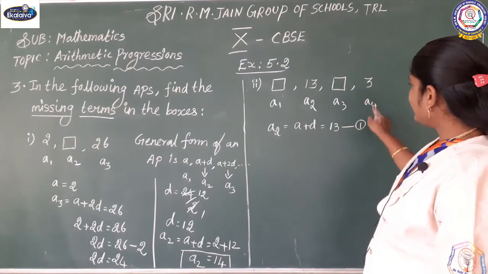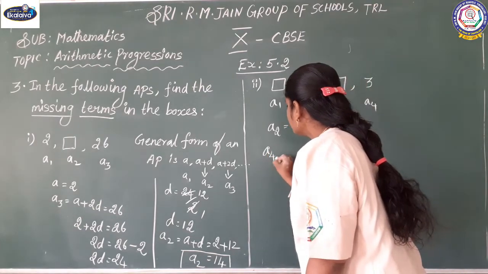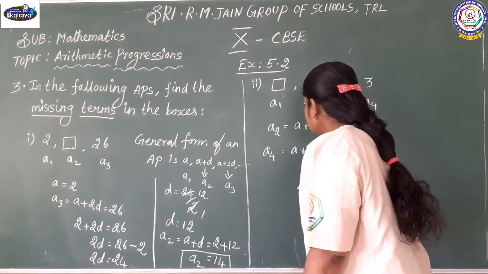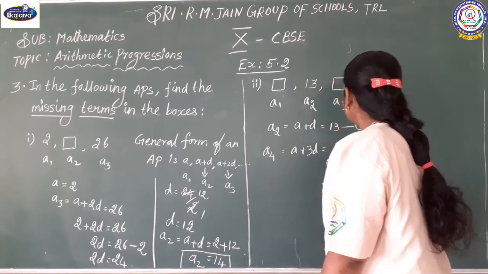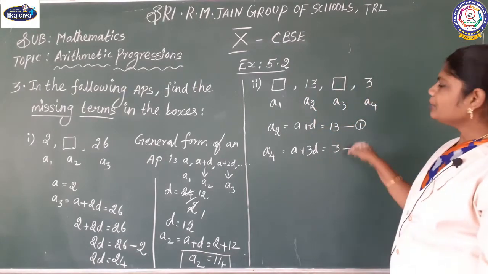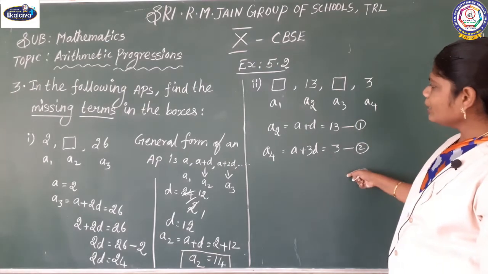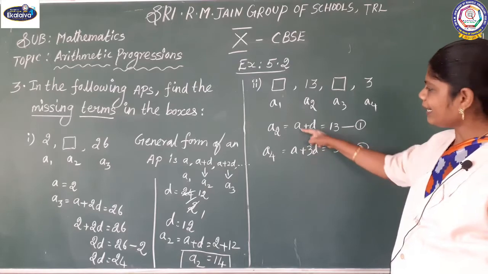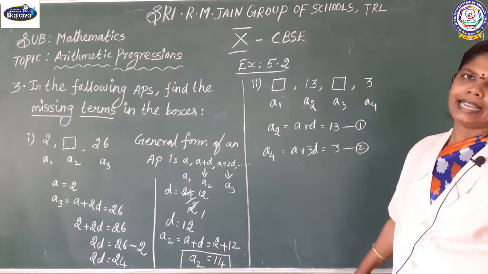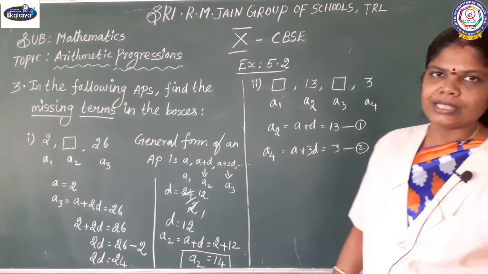And next A4, the fourth term. How can you write this? A plus 3D equal to 3. This is the second equation. Now I am going to solve these equations. What am I going to do? I am going to subtract. While subtracting, I am able to cancel the A. So using this, I can find the D value. Okay, children. See here.